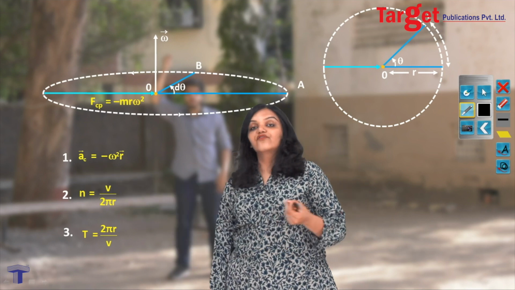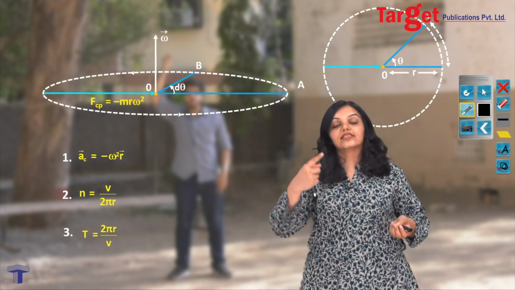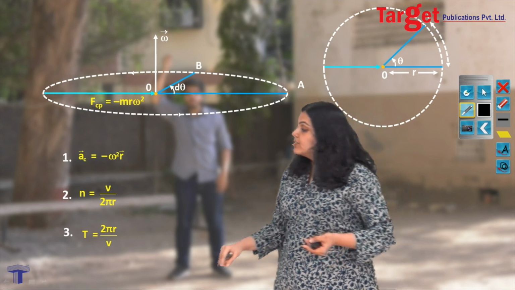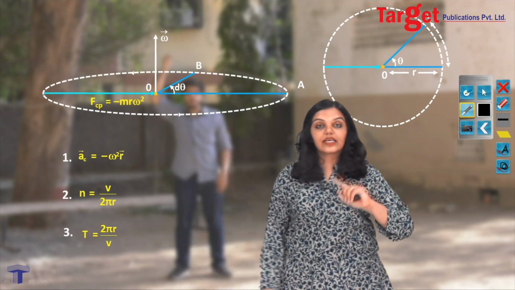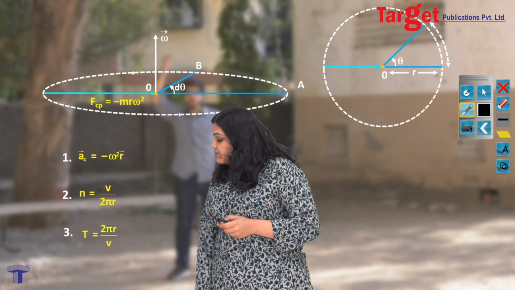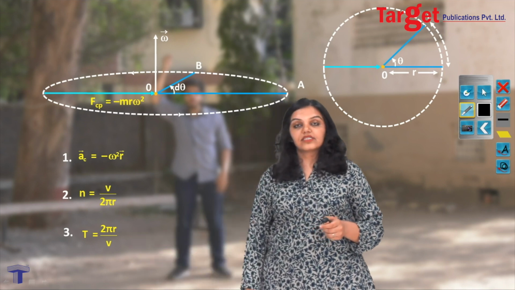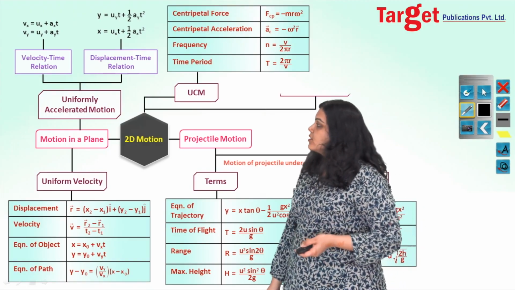You have n, that is the frequency of revolution. That is n is equal to v upon 2 pi r. That is the number of revolutions that the object will make per unit time. So that is v upon 2 pi r, where v is the speed and r is the radius of the circle. Finally, you have T, time period is equal to 2 pi r upon v, where r again is the radius of the circle and v is the speed. So these are the terms related to uniform circular motion.